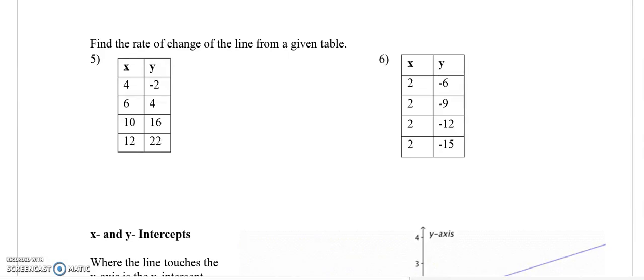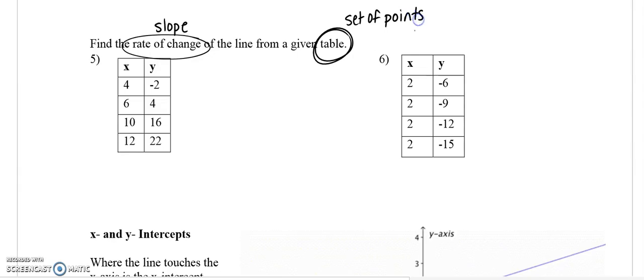Alright, go ahead and flip the page over. Last piece of slope. Finding the rate of change, again that's slope, when you're given a table. Well, remember, a table is just a set of points. So we can find the slope with a table the same way we find it with a set of points. And that's using the definition.